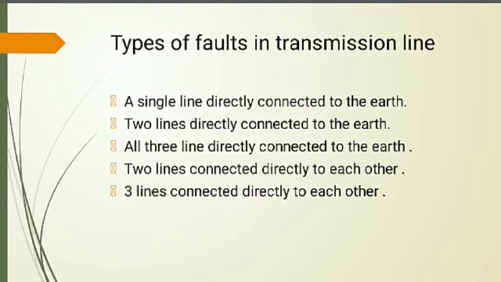So there are 5 types of faults in transmission line. Firstly, a single line directly connected to the earth. Second, 2 lines directly connected to the earth. And all 3 lines directly connected to earth. Then 2 lines connected directly to each other, Y or B connecting directly, or 3 lines connected directly to each other.